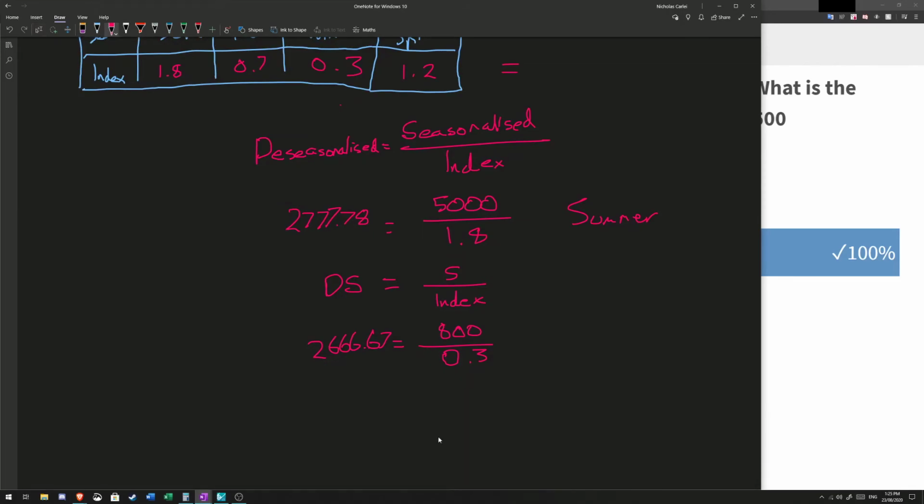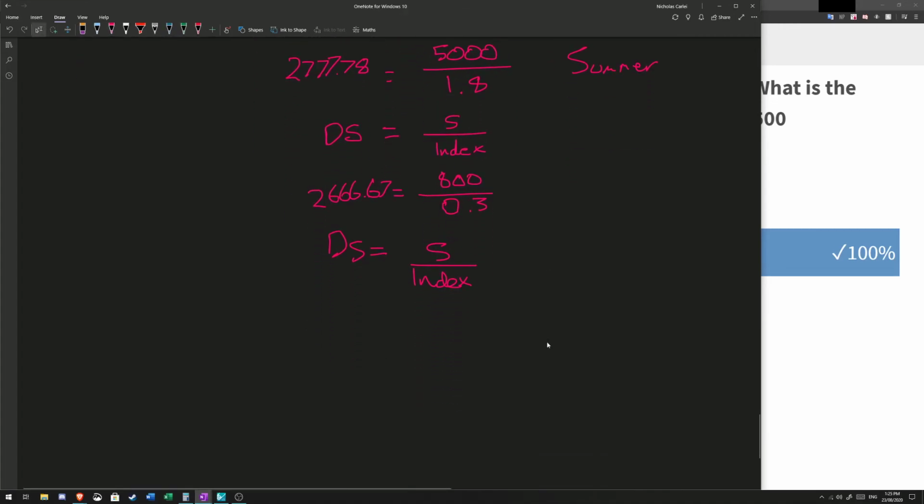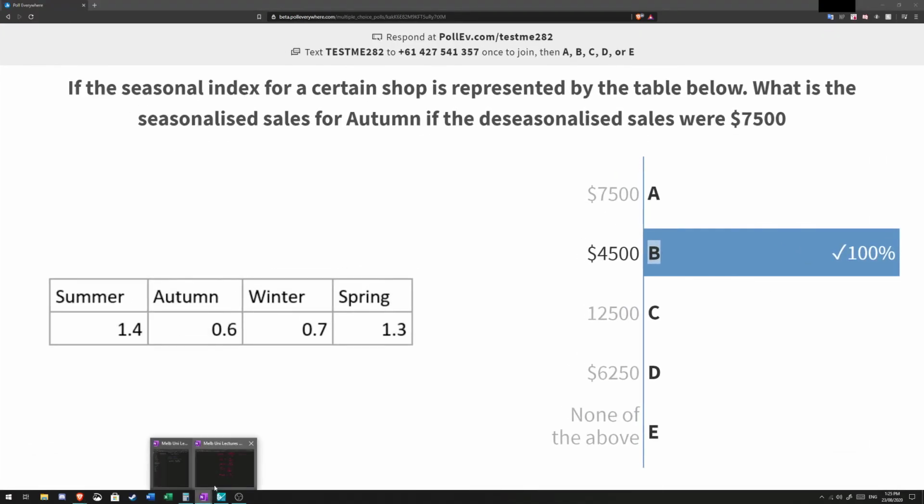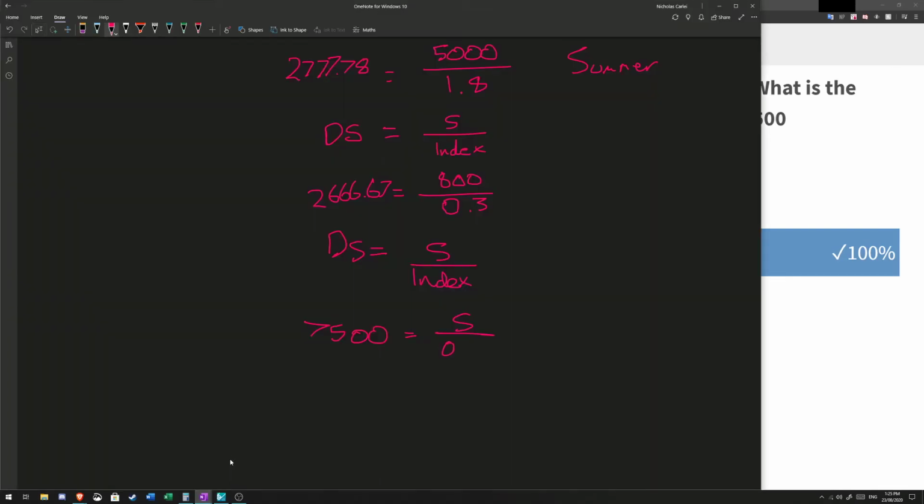But we've got the formula again. The deseasonalized sales is sales seasonalized over index. But if instead we're given the deseasonalized value of 7,500 over the index for autumn is 0.6, okay? If we go back, right? We can then work out, where are you, calculator?